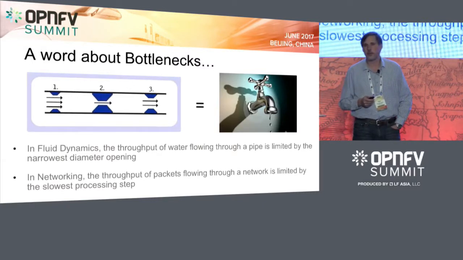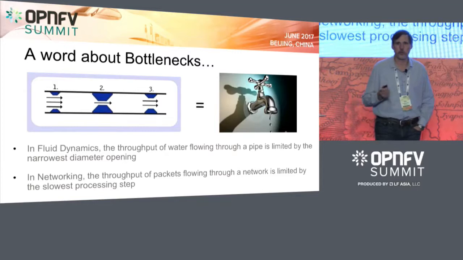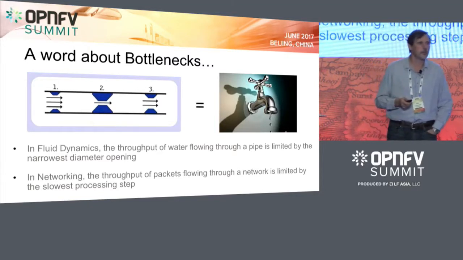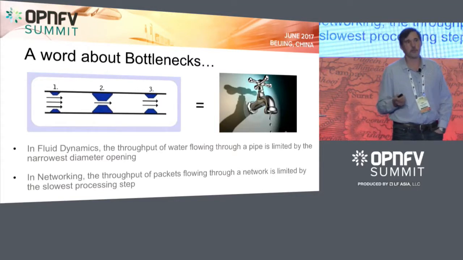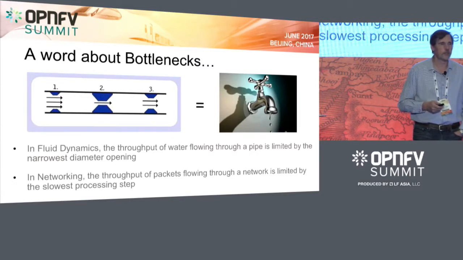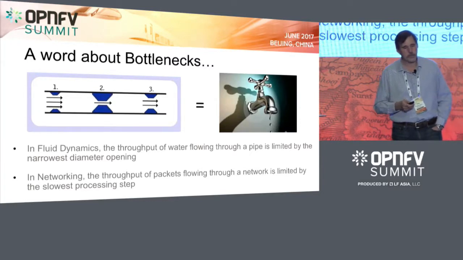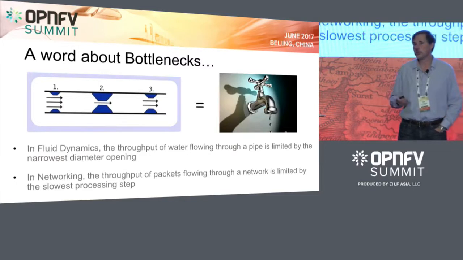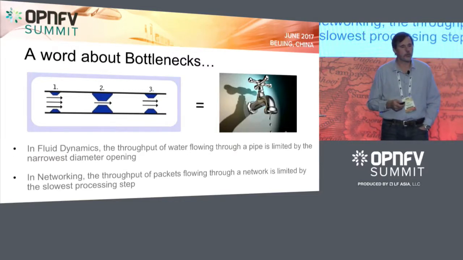When you have a network set up where you have a bunch of different hops, whether they be physical hops like switches or NIC cards, or virtual hops like virtual switches or virtualized networking functions, and one of those is slow, it's going to slow down the entire network. So this is a critical point.